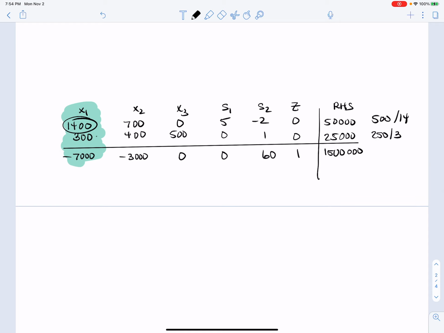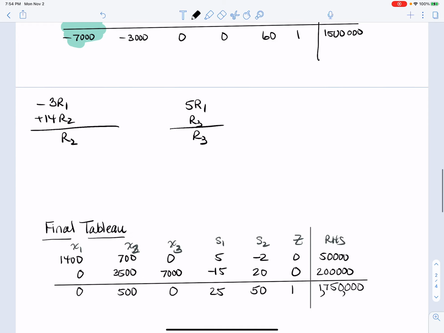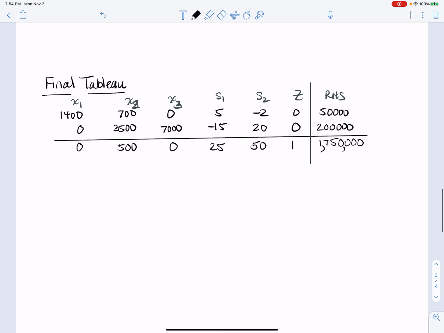So it looks like if I want to work with 1,400 and 300, the magical number is negative 4,200. So I'm going to take negative 3 R1 plus 14 R2 to make a new R2. And I'm going to take 5 R1 plus R3 to make a new R3. So here again, if you'd like to work the numbers yourself, come up with the new rows, please go ahead and pause the video. And now that you're back, new tableau, and would you look at that? We are optimal now. So this is our indicator that we are finished with the simplex tableau.